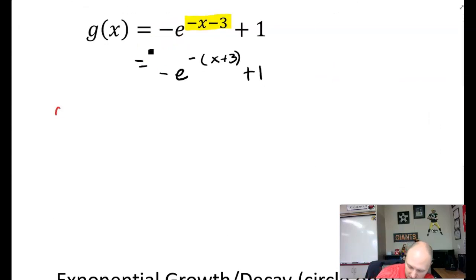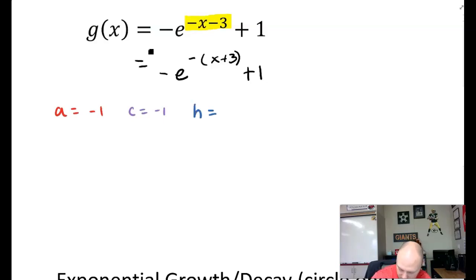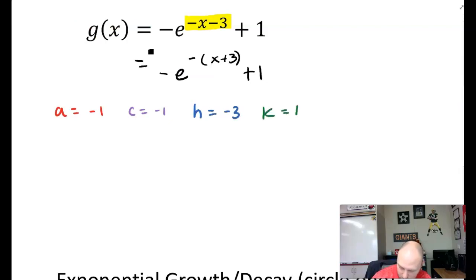Okay, so what we have here, we have an a value that's -1. We have a c value that's -1. We have an h value that is -3. And a k value, which is a +1. So I'm going to go ahead and graph this the same exact manner.